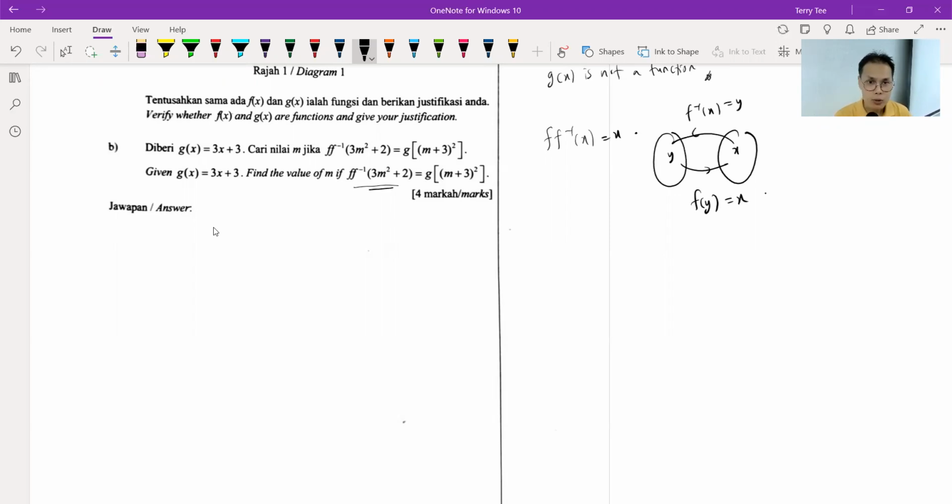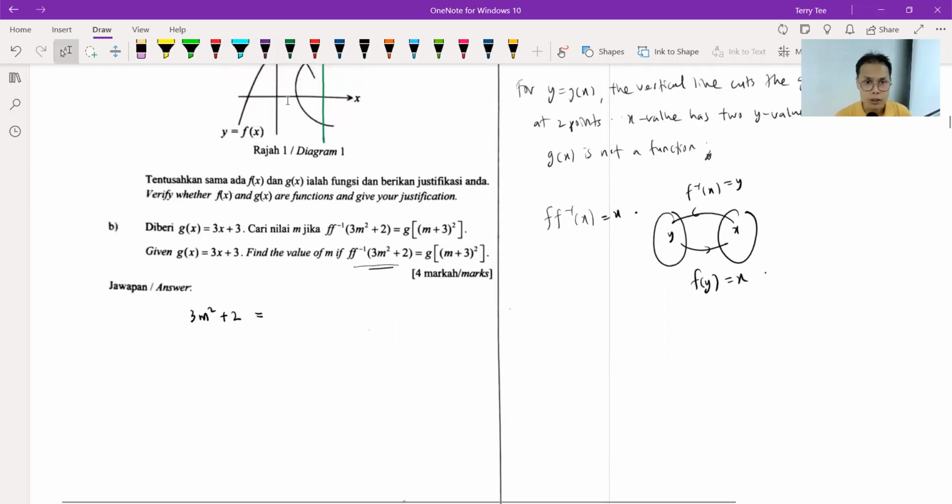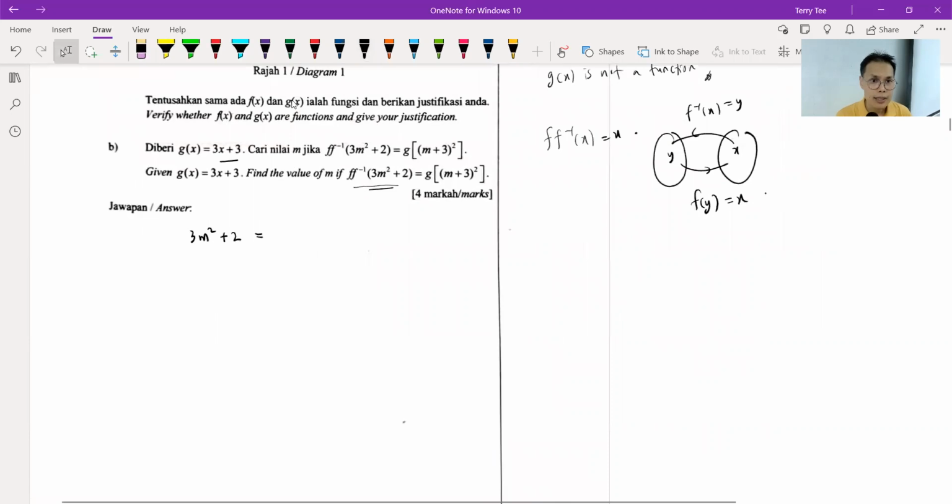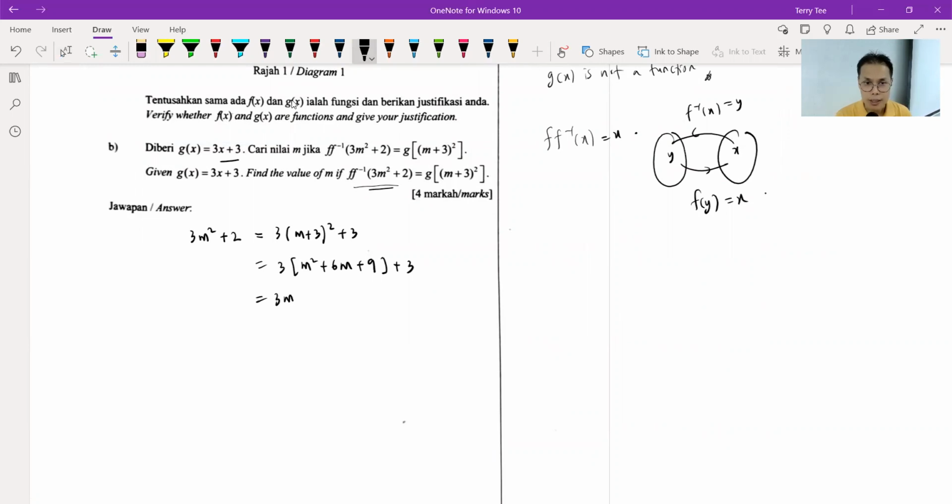So we can cancel them off, and we write this as 3m squared plus 2 equals g. We know our function g is 3x plus 3. So we put 3 bracket squared plus 3, and in the bracket there is m plus 3. What we need to do is expand this bracket: m squared plus 6m plus 9, then plus 3. Expanding again: 3m squared plus 18m plus 27 plus 3.